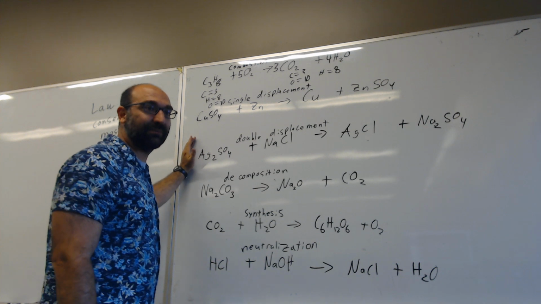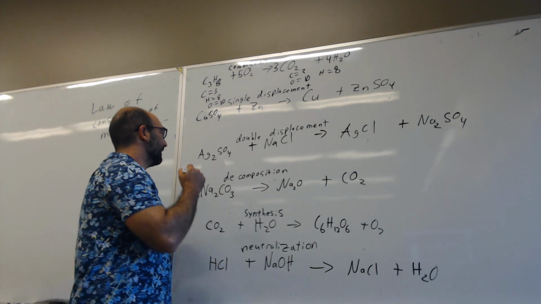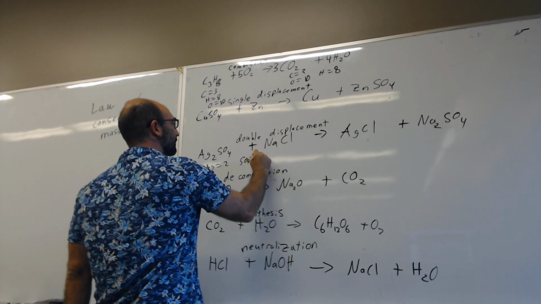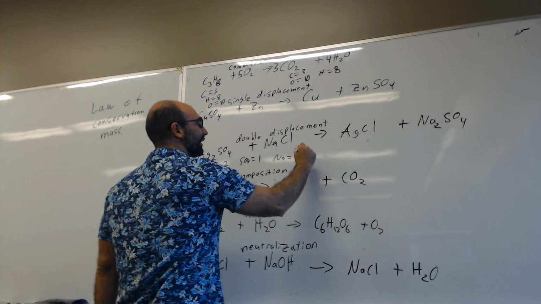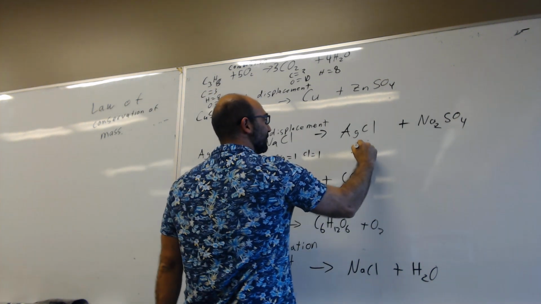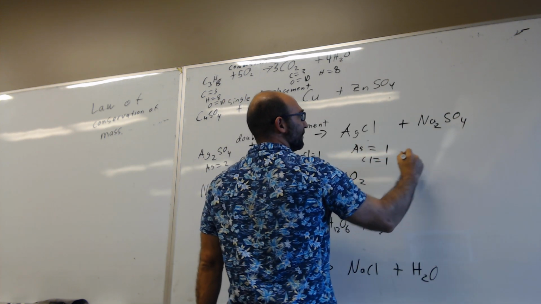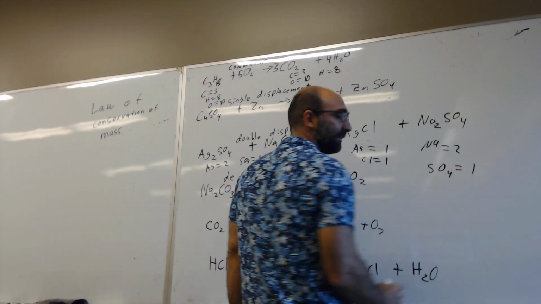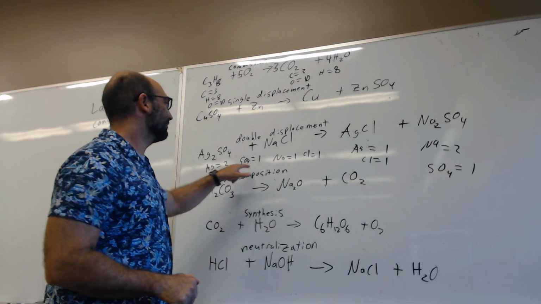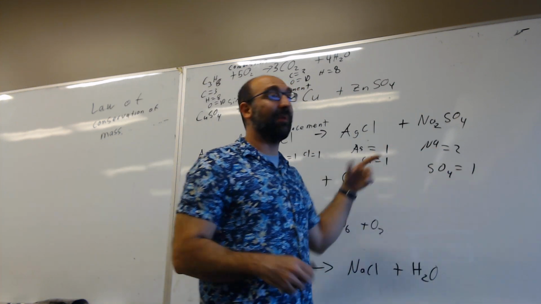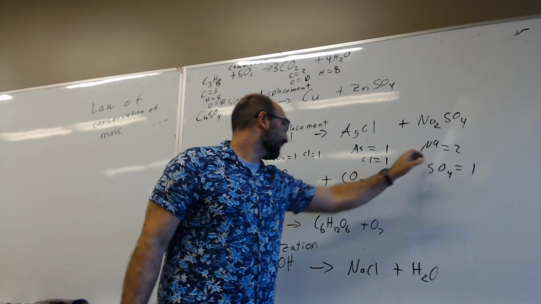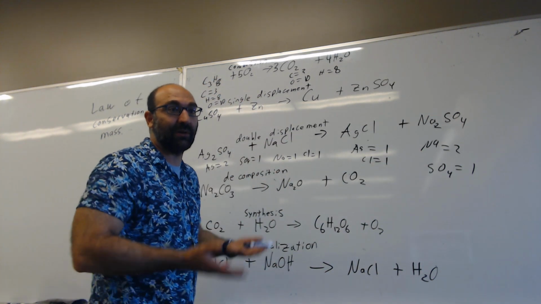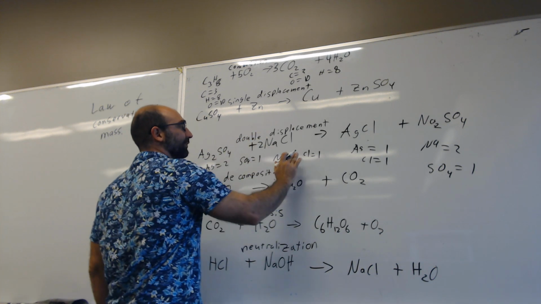Double displacement. Okay, so I've got Ag equals 2, SO4 equals 1, Na equals 1, Cl equals 1. Ag equals 1, Cl equals 1, Na equals 2, SO4 equals 1. Okay, so I've got 2, 1, 1, 1, 2, 1, 1, 1. But I have 2 sodiums here and I have 1 sodium here. So I have to increase this sodium. You can't decrease, you have to go up. Okay, so this is going to be a 2.